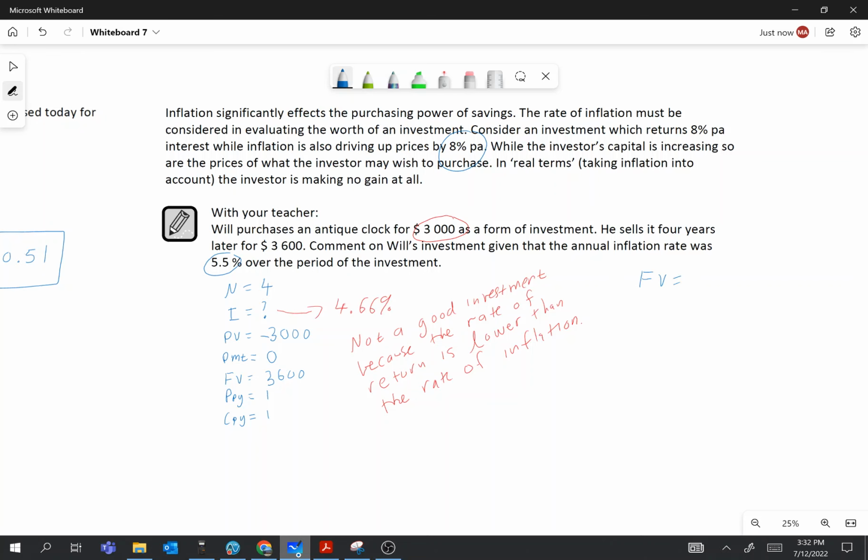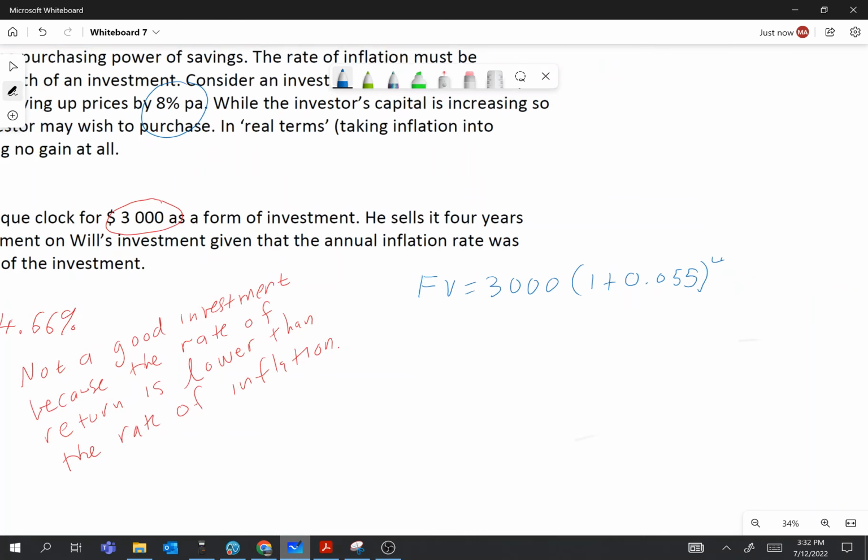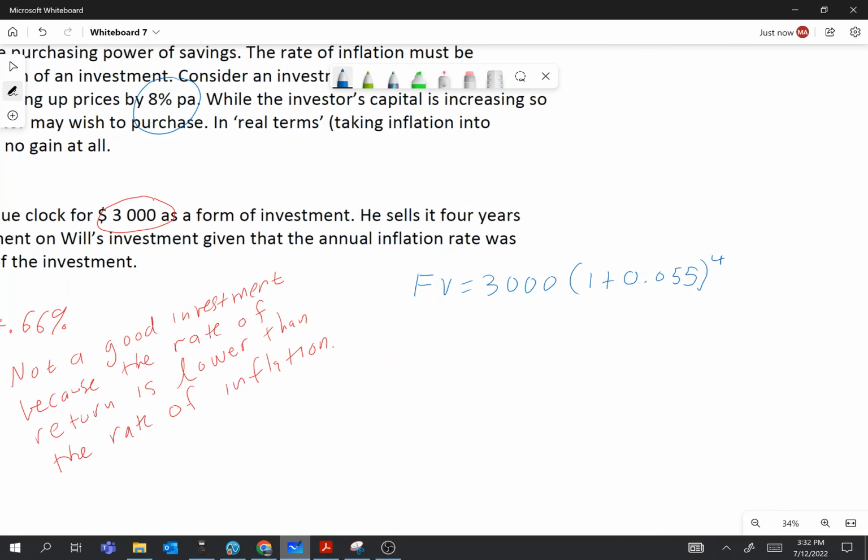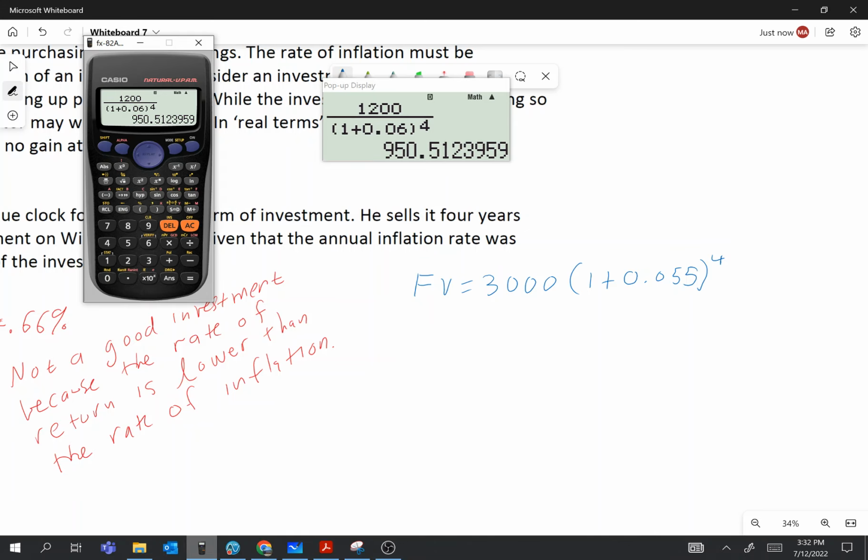So the final value equals, okay, so I'm going to put that 3,000 in as a present value, and at 5.5%, so 1.055 to the power of 4. So if this grows at 5.5% for 4 years, all right, this calculation will tell us how much money would need to be returned at the end in order to keep up with inflation. So let's have a go. 3,000 bracket 1 plus 0.055 to the power of 4. And so Will would actually need this to grow to $3,716.47 just to keep up with inflation. So given that he's only getting $3,600 back, this is not a good investment overall.